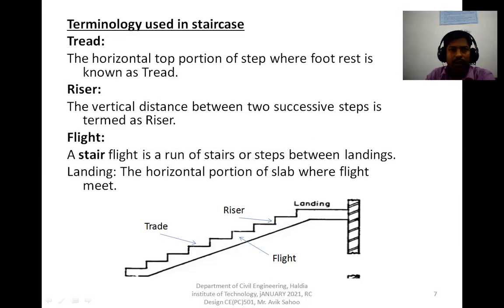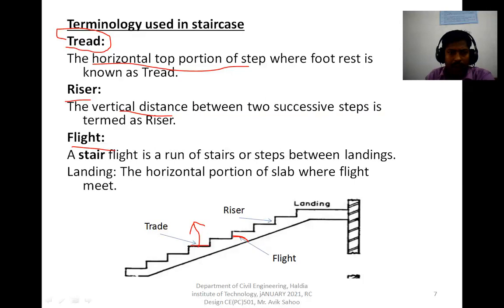Now the different terminology used in a staircase that you have to learn and understand. The first one is tread. The tread is the horizontal top portion of a step where the foot rests. I mean this portion is called tread, where the foot rests. And the vertical distance, the riser. This one is called riser, the vertical distance between two successive steps. Between the two successive steps, this height is called riser.